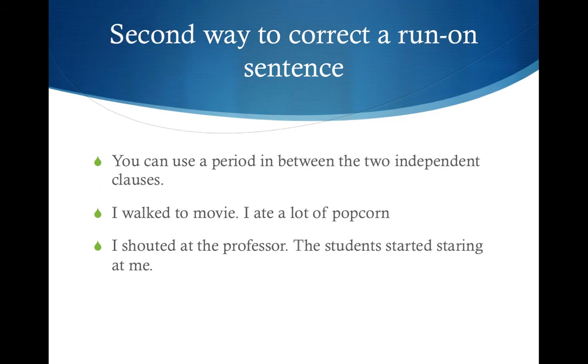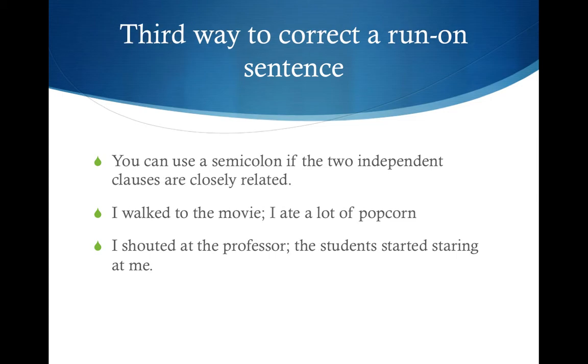All right, so another way you can correct a run-on sentence, you can use a period in between the two independent clauses. Since they can stand on their own, you can just use a period in between those two clauses. So again, I walked to the movie. I ate a lot of popcorn. So you can see here, they're separated by a period. I shouted at the professor. The students started staring at me. Again, you're separating both of them with a period. So this is another way you can correct that run-on sentence.